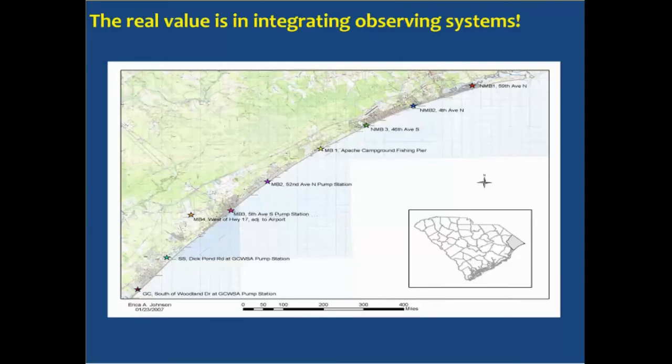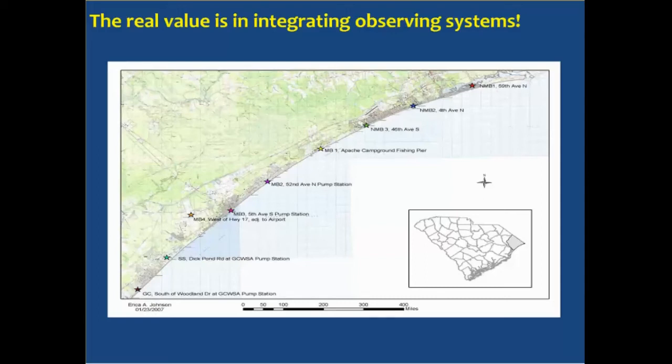And so what I want to talk about for the latter part, and provide some examples of, is that the real value is in integrating across our observing systems.